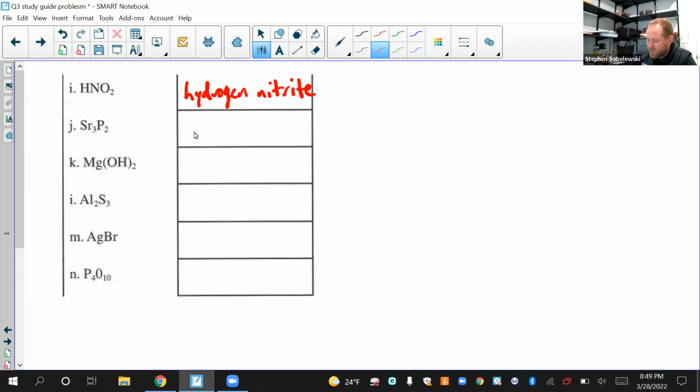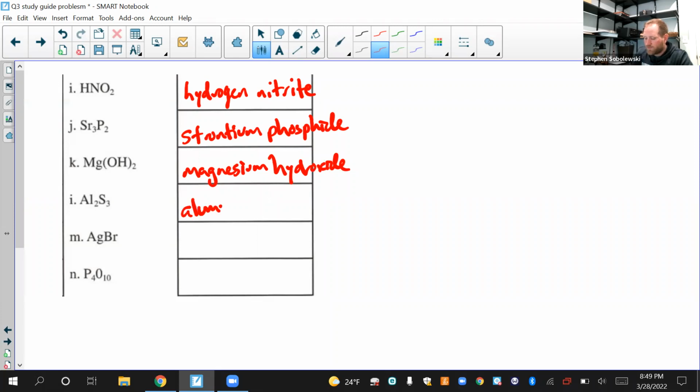Next one, Sr3P2. So strontium is a type 1 metal. So we just say strontium. P is phosphide. Not phosphate, not phosphite, but phosphide. Mg(OH)2, that's just going to be magnesium hydroxide. Al2S3, that's going to be aluminum sulfide, not sulfate, not sulfite, but sulfide. AgBr, that's just going to be silver bromide.